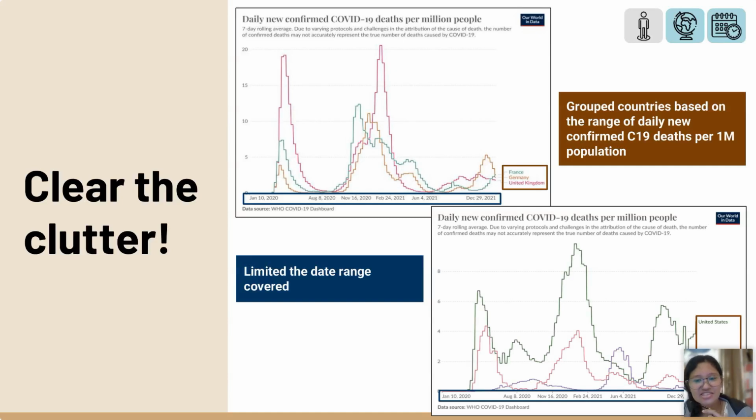So to clearly see the trends, I tried to resolve the problem by first grouping the countries based on the range of their deaths data. This can help us see clearly how the trend of deaths looks even for countries with relatively lower numbers. Next, I also limited the date range to cover only 2020 to 2021, as this was the specified date needed for the analysis, and this helped us focus our attention on the most important data points.